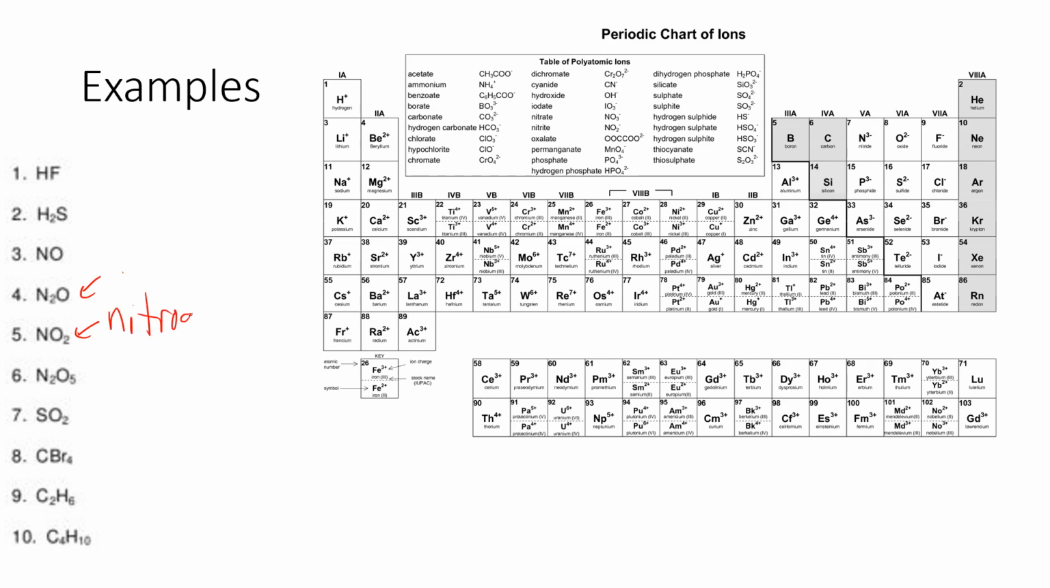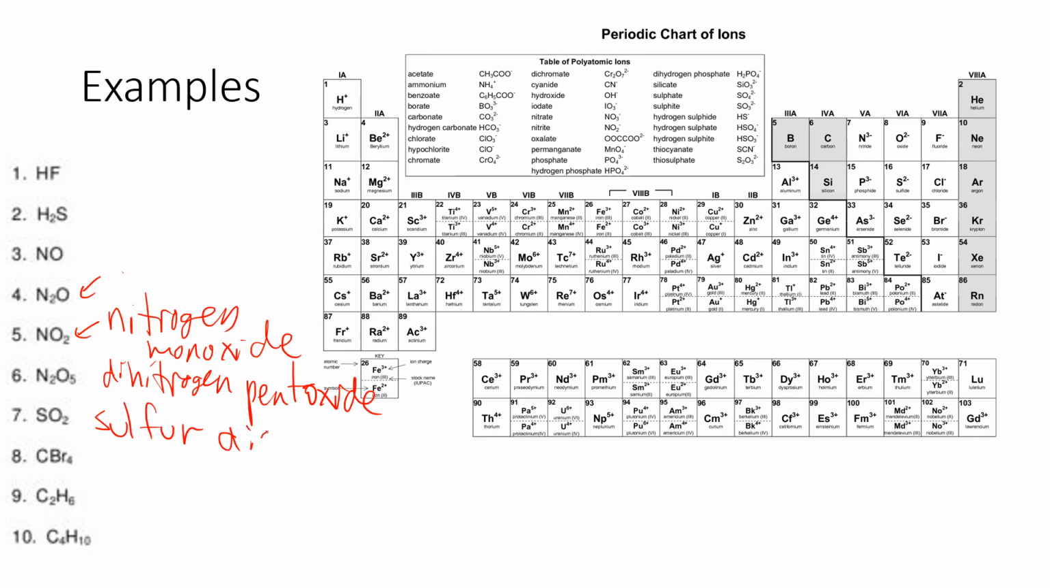Once again, nitrogen monoxide. This is dinitrogen pentoxide. We don't say pentaoxide, we say pentoxide. Sulfur dioxide. Because there's only one sulfur here, we drop the mono and we proceed with dioxide. Carbon tetrabromide.